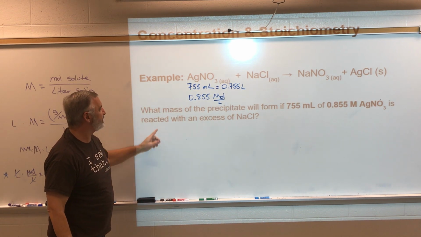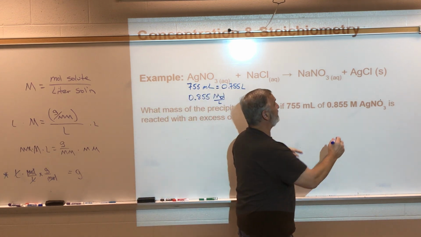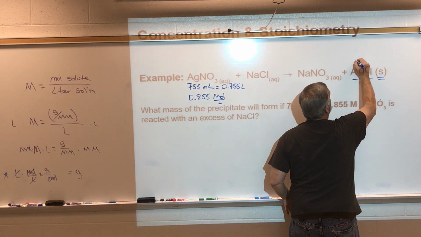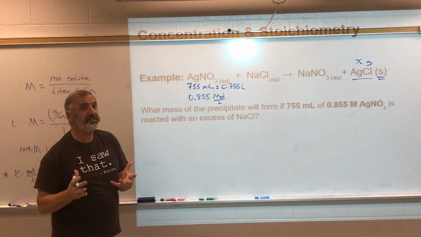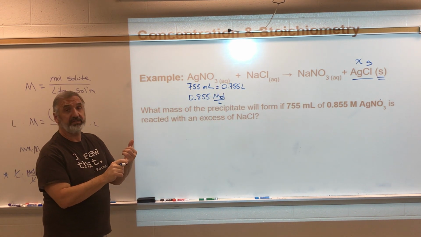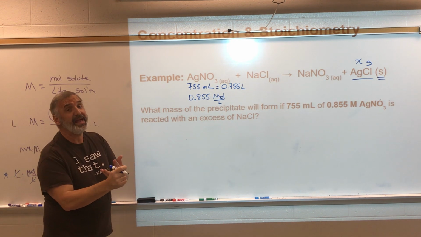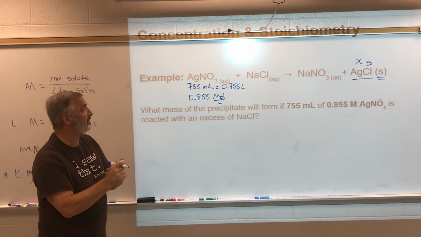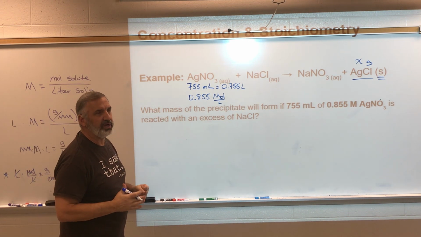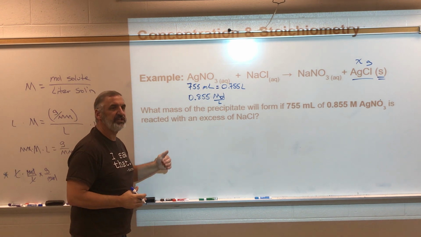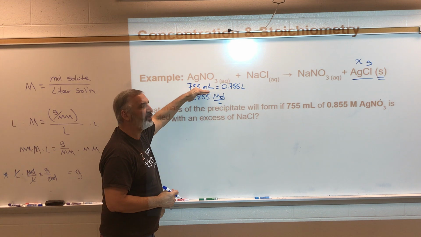But here's the question. What mass of the precipitate? Well, the precipitate is the solid. That's going to be this one. So I'm looking for X grams of this. So I know it's a stoichiometry problem. Number 1, I'm given a balanced equation. Number 2, I'm given information about one substance and asked to find something else out about the other one. So, in every stoichiometry problem, you have to take the given and convert it to moles. You have to take the given and convert it to moles.